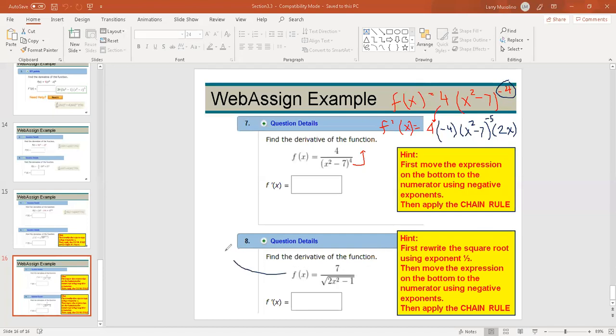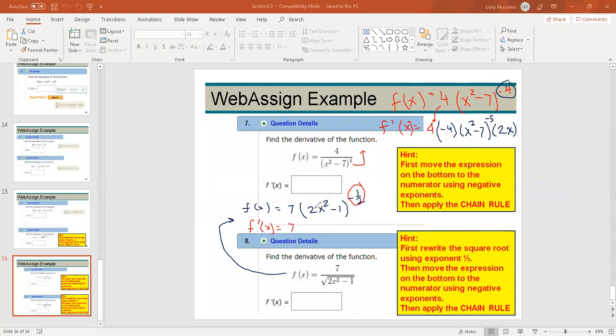All right, so let me rewrite this function here for problem 8 with the same process as we just discussed. I'm going to take that denominator and bring it up to the numerator. In the denominator, it would have been the exponent 1/2, but because I'm bringing it up to the numerator, it's going to flip to be negative 1/2. Now I can take the derivative using the chain rule. So let me bring the 7 down with me because that's a constant.